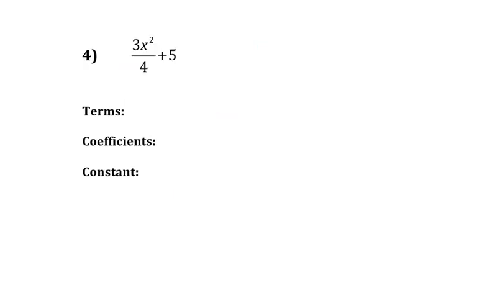Okay, next example, number 4. This is one term and this is another term. They are not like terms because this one does not have an x to the second power. So they're not like terms, so I cannot simplify it anymore. So I'm just going to say the terms are 3x to the second power over 4 and 5. Let's come back to the coefficient in just a second. Can you tell me what the constant is? It's 5 because that has no variable.